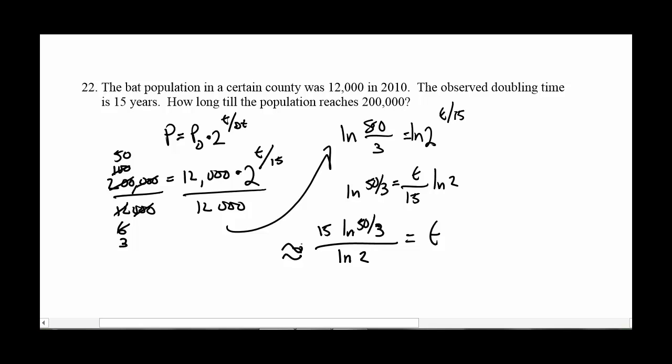If I want a decimal approximation, let's see, type that in: 15 times the ln of 50 thirds divided by the ln of 2. I get about 60.883. So if I round up to the nearest year, it's about 61 years.